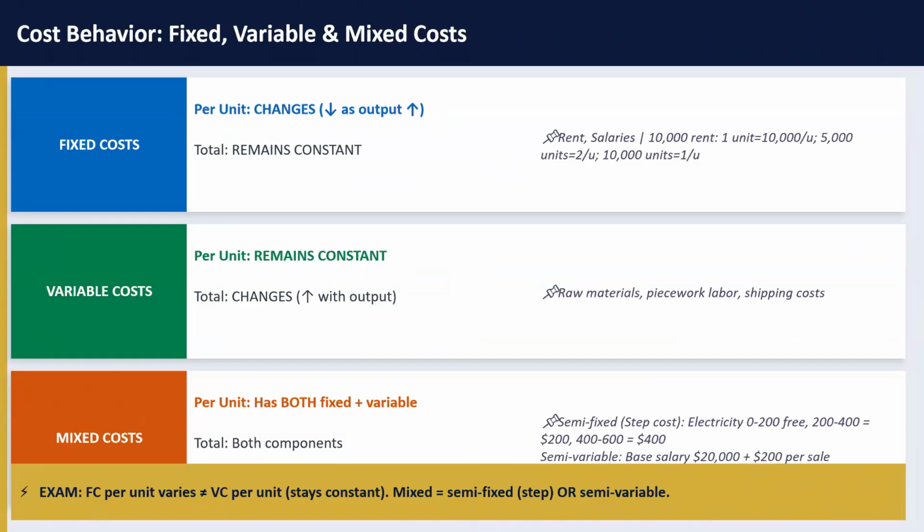Up to 100 sales that they are making, the basic salary is fixed, 20,000. Then for any sales additionally they are making, they will be getting $200 extra. So this is called semi-variable cost. Both semi-fixed and semi-variable costs are called mixed cost.